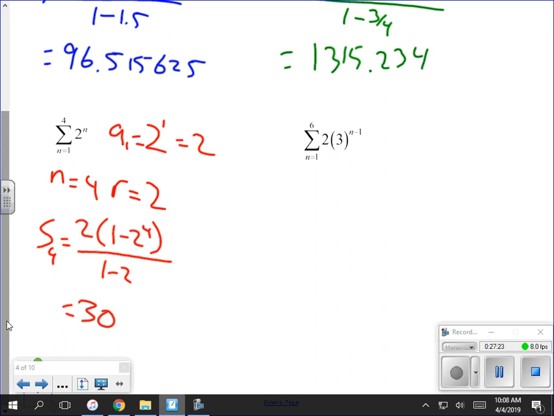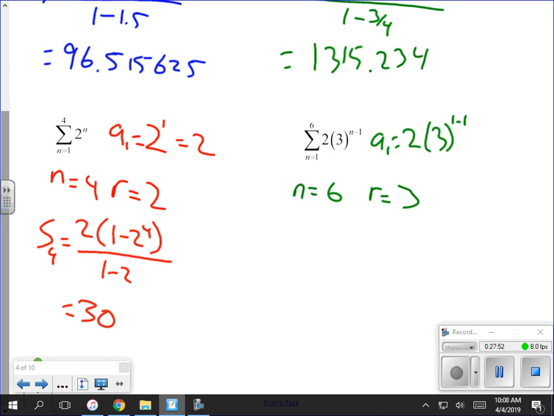So this one, same idea. Our n is 6 because we're going from 1 to 6. Our r in this case is 3 because that's the number we're raising to the power. That's the base of our exponential, 3. And then to find the first term, a sub 1 is 2 times 3 to the 1 minus 1 power. Plug in 1 for n. What's 1 minus 1? 0.